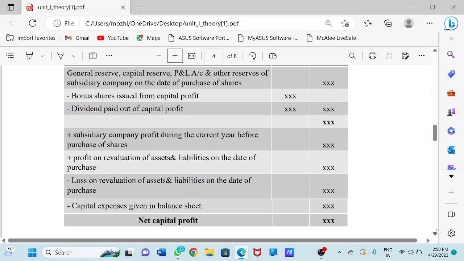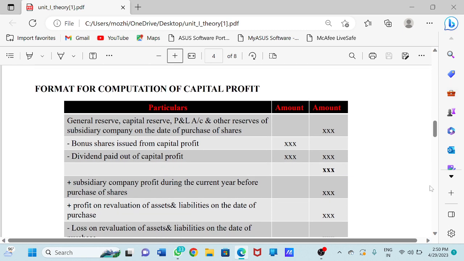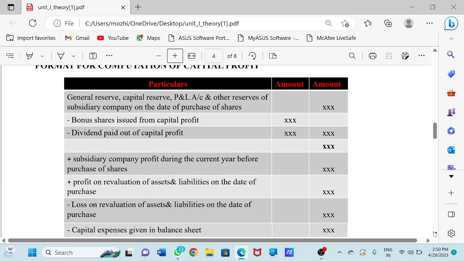And now we are moving into the formats for finding out the capital profits. We need to take all the reserves: capital reserves, general reserves, and all other reserves related only to the subsidiary company. While doing the workings, we should not touch the holding company amounts given in the question. We'll take only the subsidiary company's capital reserves and all other reserves, as well as the P&L, on the date of purchase of shares.